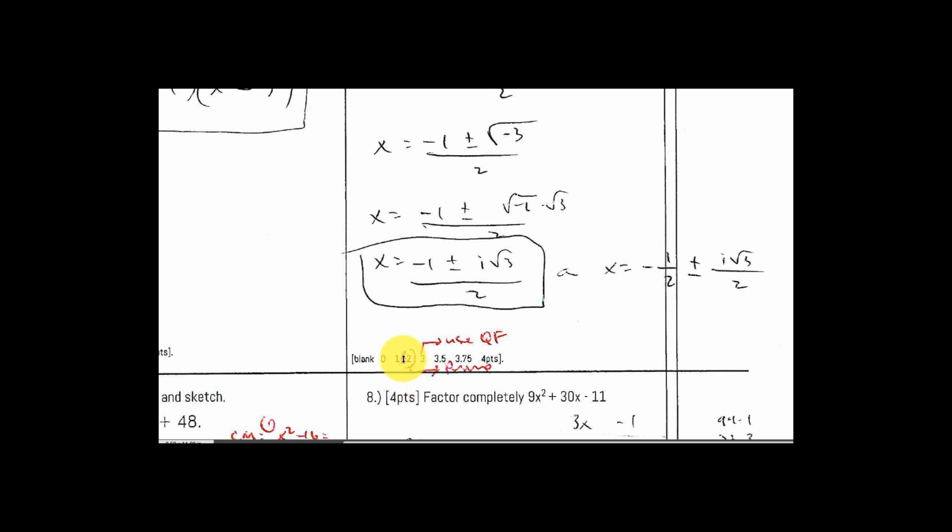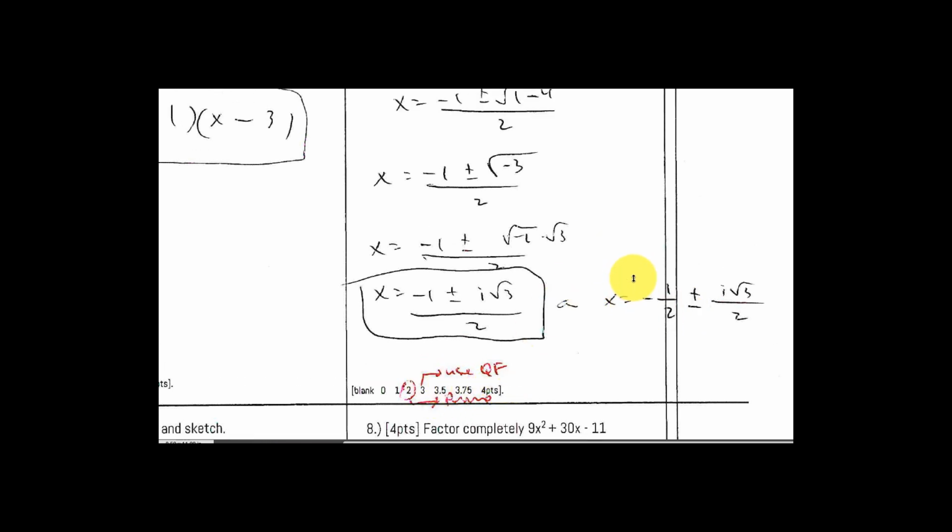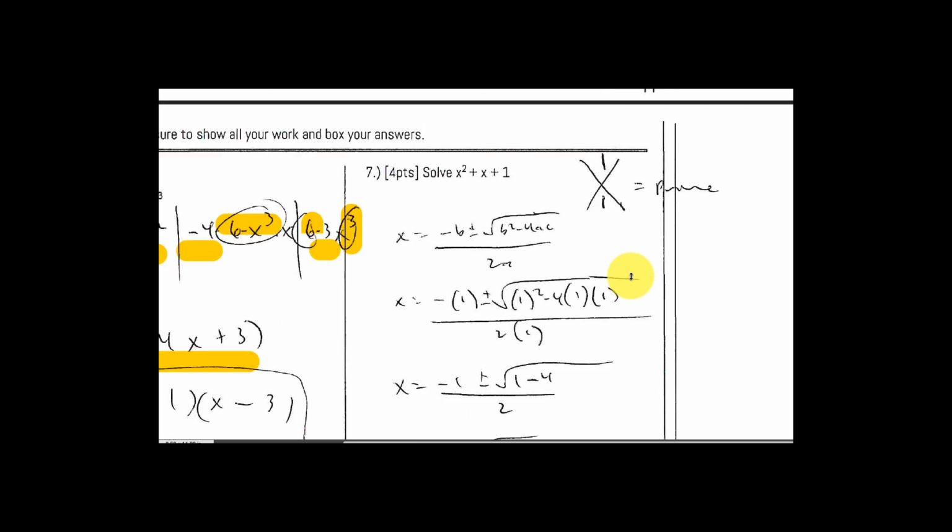So if you wrote just prime, I gave you 2 points. If you used the quadratic formula, I gave you 3. If you were super close, I gave you 3.5, 3.5, 3.75 based off of your answer. Let's take a look at some student work.